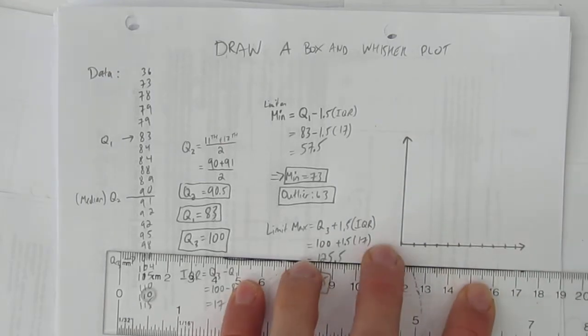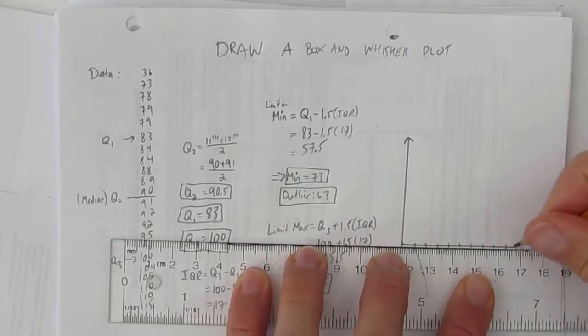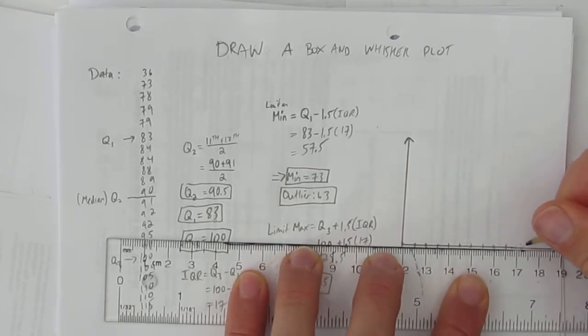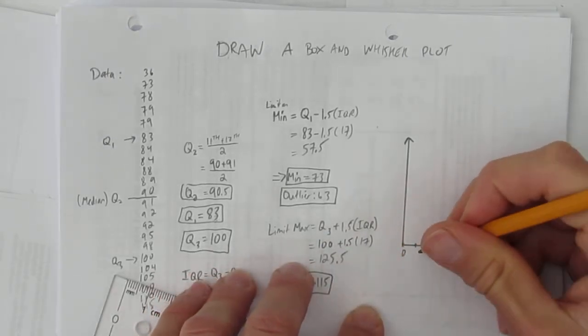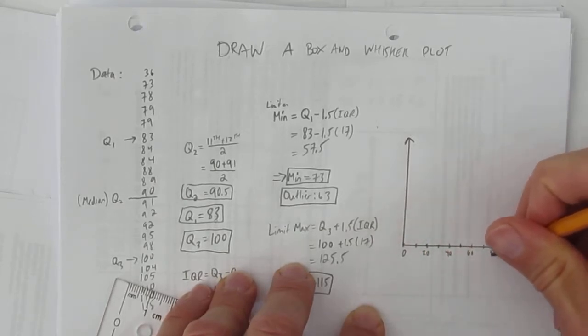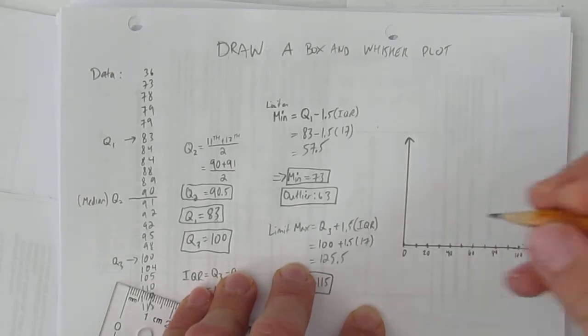Well, I might need to make that a little bit bigger. And realign my ruler to make even ticks again. Okay, so here's 0. And let's label that 20, 40, 60, 80, 100, 120. Okay, so that's going to fit.